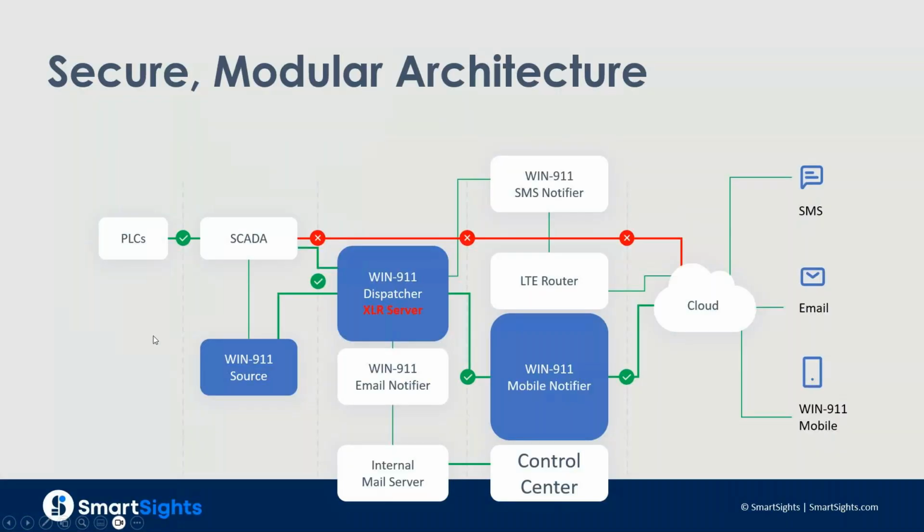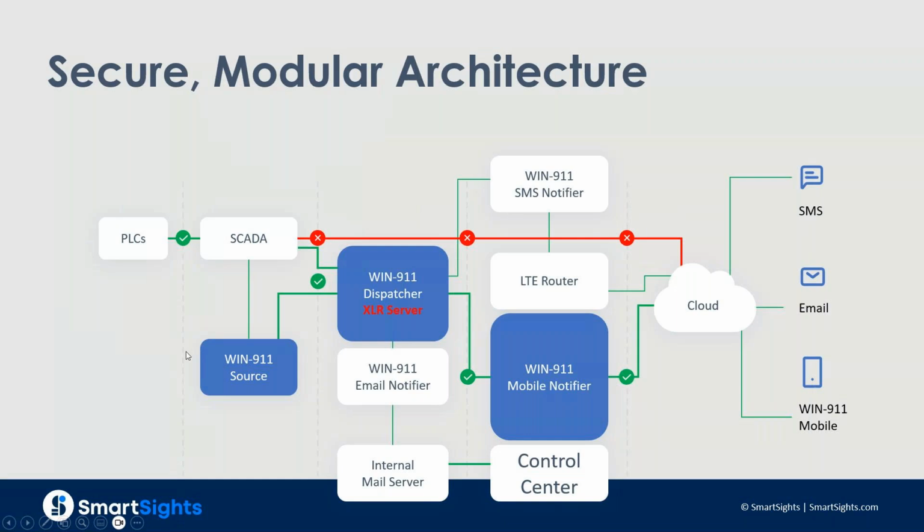So how does this work? Basically, the control center is a component really of the WIN-911 solution, but also of the SmartBundle. And it can sit inside of a tiered Purdue type network. And you can see in this diagram some of the SmartSights software modules that are running to enable this solution.